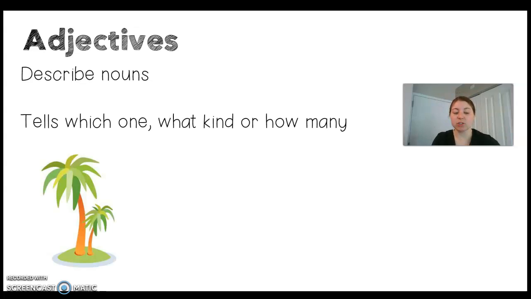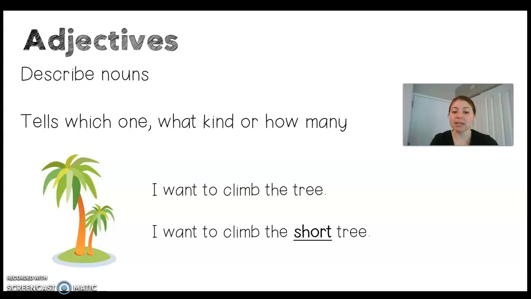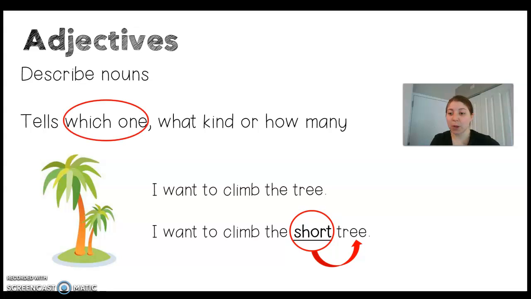Here are a picture of two palm trees. The sentence says, I want to climb the tree. I want to climb the short tree. The second sentence, having short tree, makes us visualize which tree is being talked about. We know which one. Short is the adjective. It's describing the noun tree. It tells us which one.